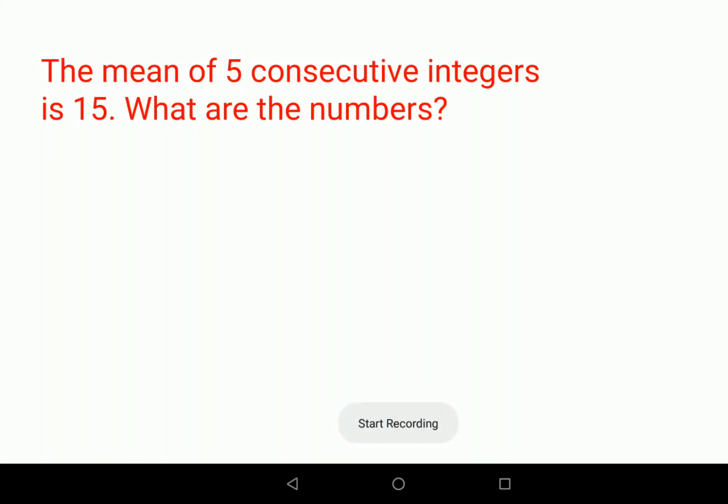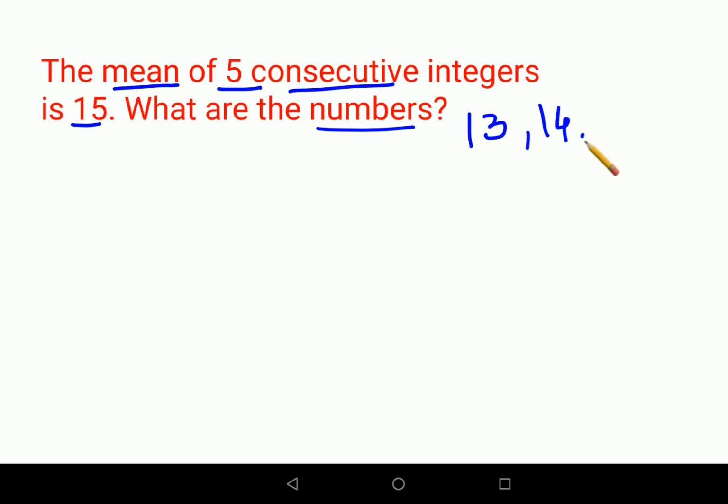Welcome everyone. So today we are going to solve this word problem. The question is: the mean of 5 consecutive integers is 15, and we need to find what these numbers are. For those of you who think the answer, or who have figured out the answer, is 13, 14, 15, 16 and 17, then you are absolutely right.